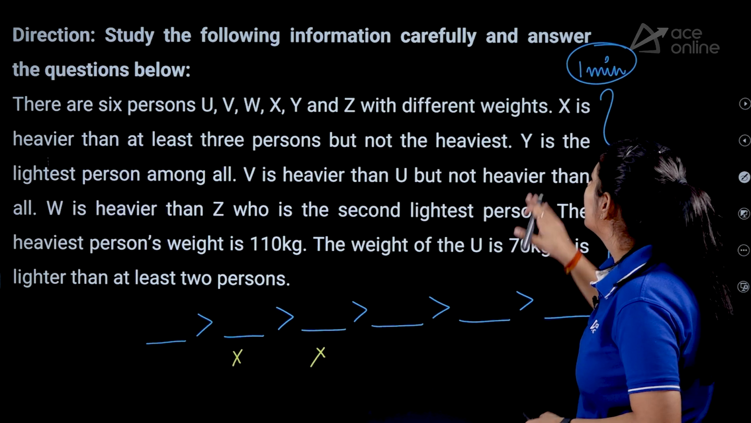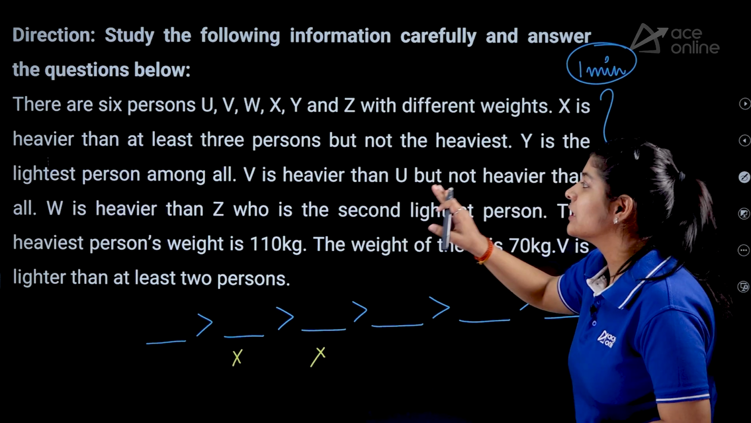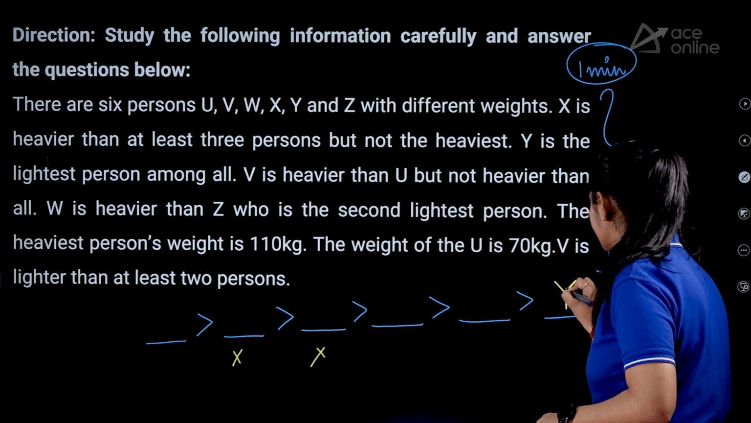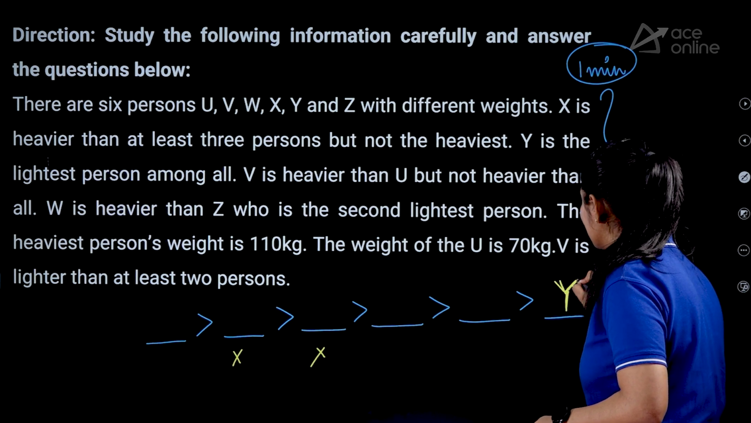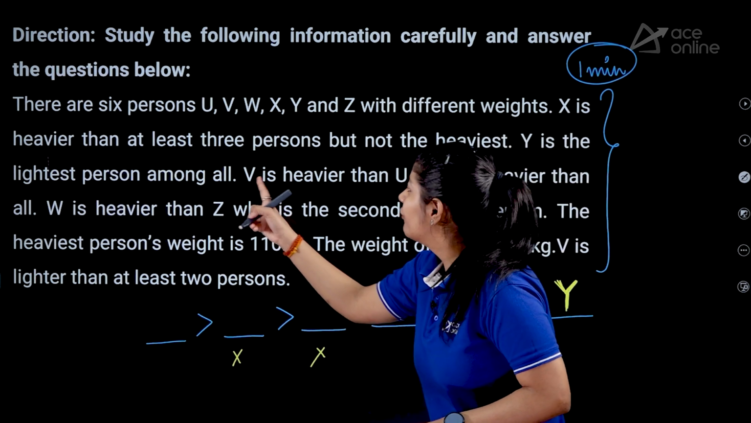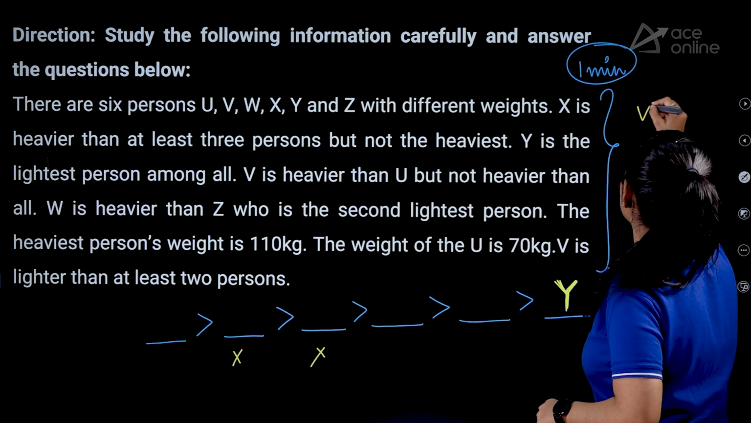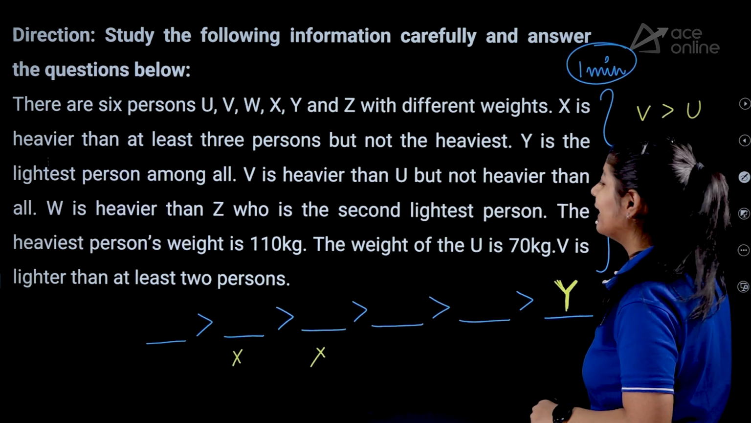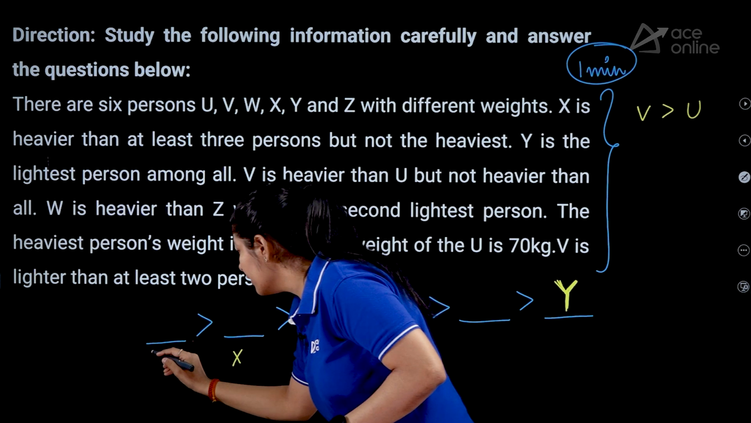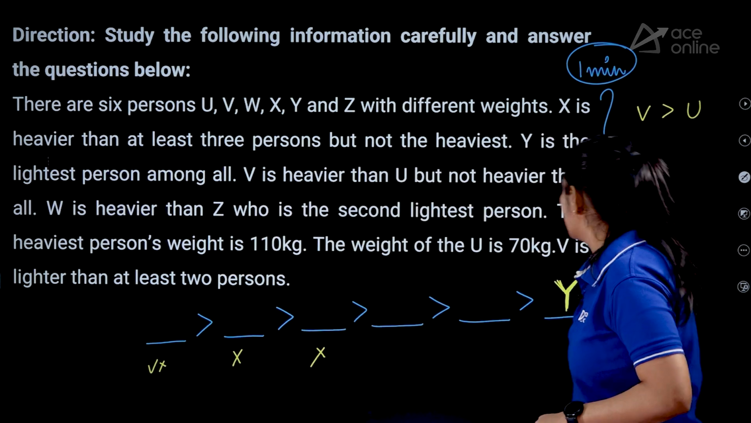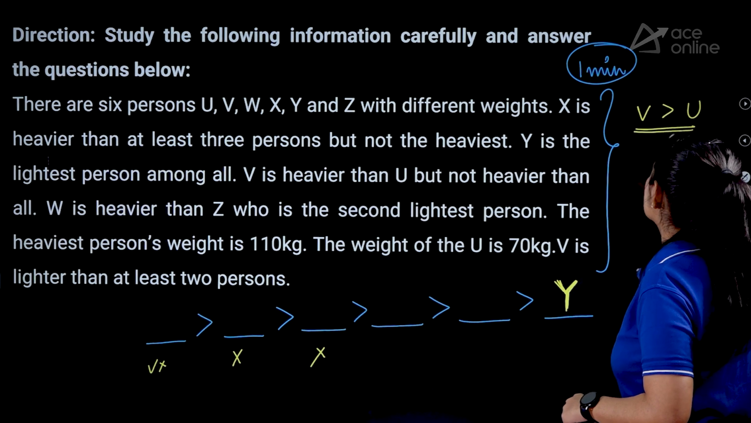Okay. Y is the lightest person among all. That means the position of Y is fixed over here, right? Okay. Next, V is heavier than U, but not heavier than all. That means V can't be placed over here, V can't be placed over here, and we have to take care of this thing also.